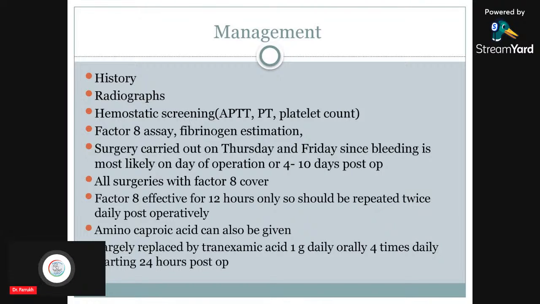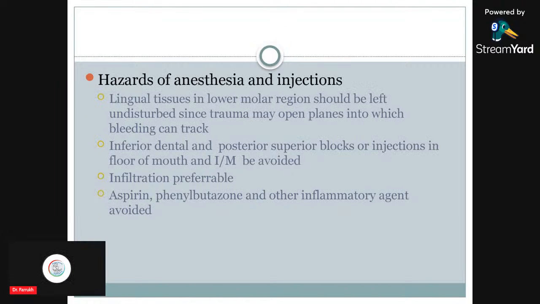Factor VIII is effective for 12 hours only, so it should be repeated twice daily post-operatively. Aminocaproic acid can be given, largely replaced by tranexamic acid, 1 gram orally, 4 times daily, starting 24 hours post-operatively. Okay. Hazards of anesthesia injection: lingual tissues in the lower molar region should be left undisturbed since trauma may open veins into which bleeding occurs and packing is needed. Inferior dental and posterior superior alveolar blocks, or injection in the floor of the mouth and intramuscular injections, are avoided. Infiltrating peripheral aspirin, phenylbutazone, and other anti-inflammatory agents are avoided.